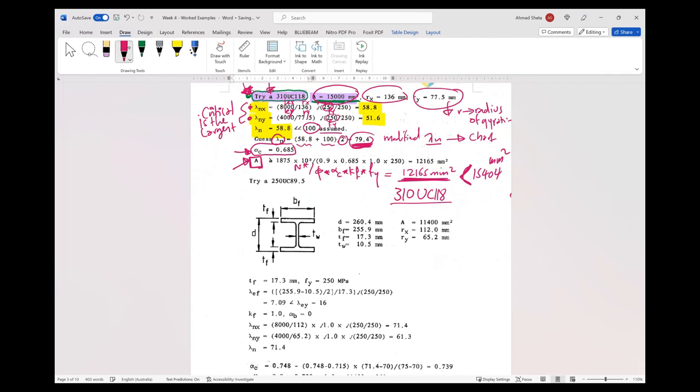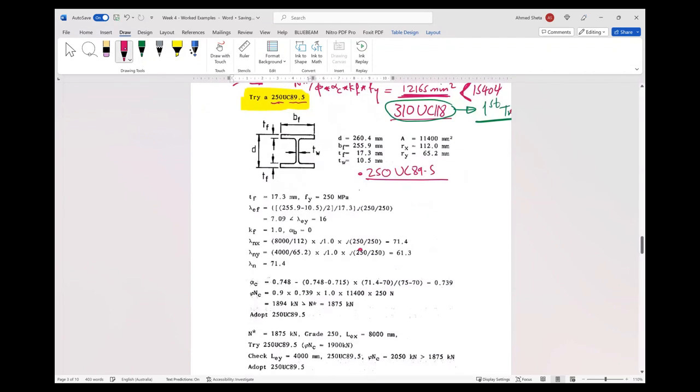Okay, so we just make the second trial first. So this is the first trial, and we will just leave it like that now, and then we will follow the example to see the second trial. So the second trial was a smaller member, which is 250 UC 89.5. So this is the dimensions and properties from the tables of the selected section, 250 UC 89.5, and all the required properties.